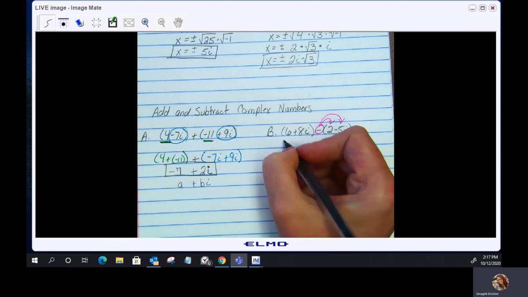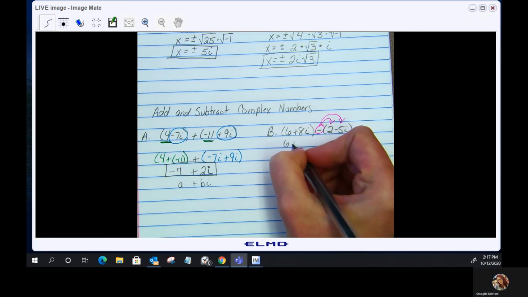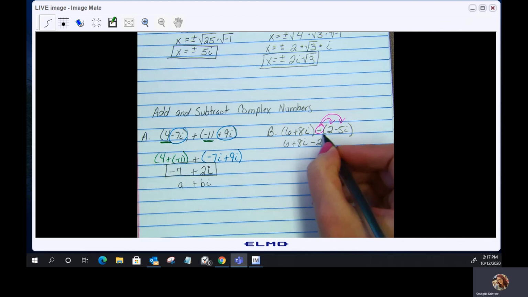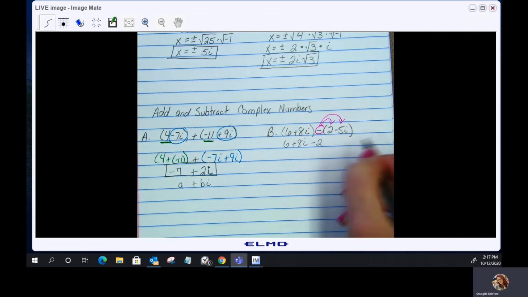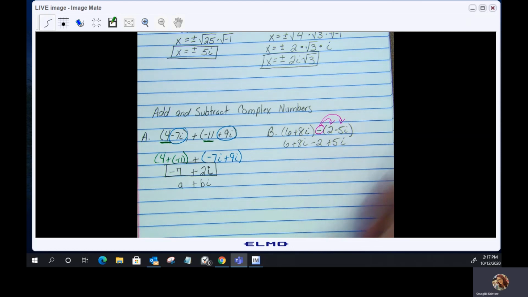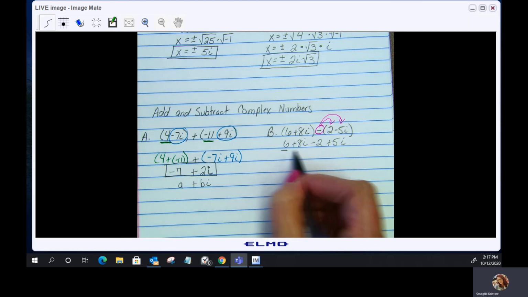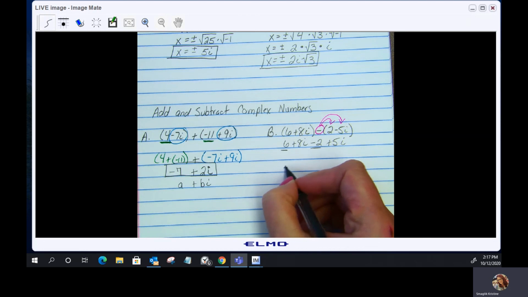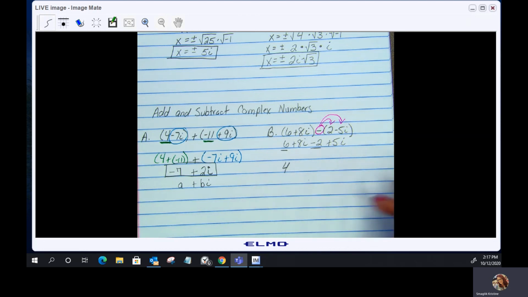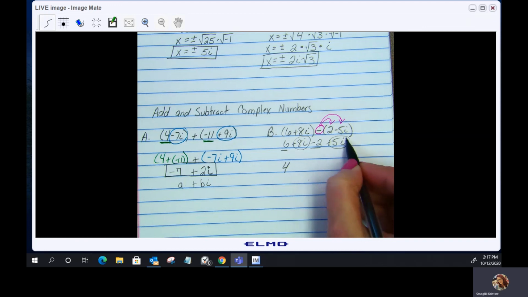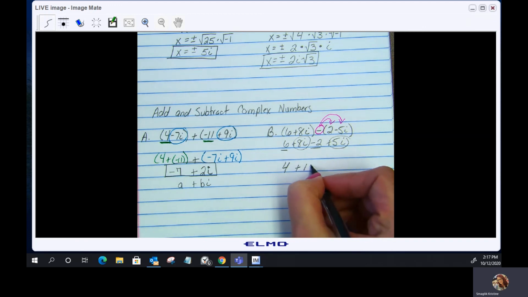So here I have 6 plus 8i minus 2, negative 5i, that's a positive 5i. And now again, combine like terms, 6 and negative 2, that gets me a positive 4. And then I'm looking at 8i plus 5i, that is 13i.